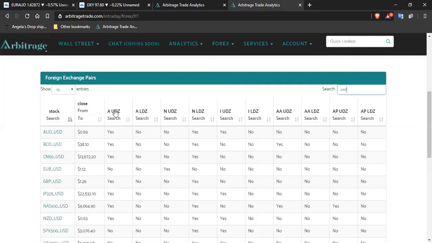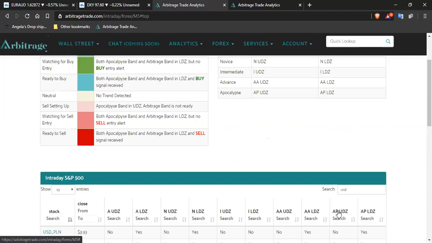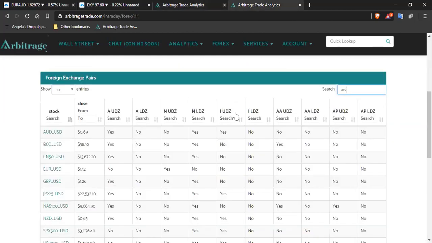So USD, and then now I'm going to be looking over here at the arbitrage, because over here on the 5 minute, I was looking at the apocalypse, as you can see right here, and you have a guide right here that basically tells you everything. So apocalypse upper danger zone, apocalypse lower danger zone, and arbitrage upper danger zone, and arbitrage lower danger zone. That's all I look for when I'm looking for these types of trades for my intraday setups, because even though they could be intraday, they could take as long as 1, 2, maybe even 3 days to play out.